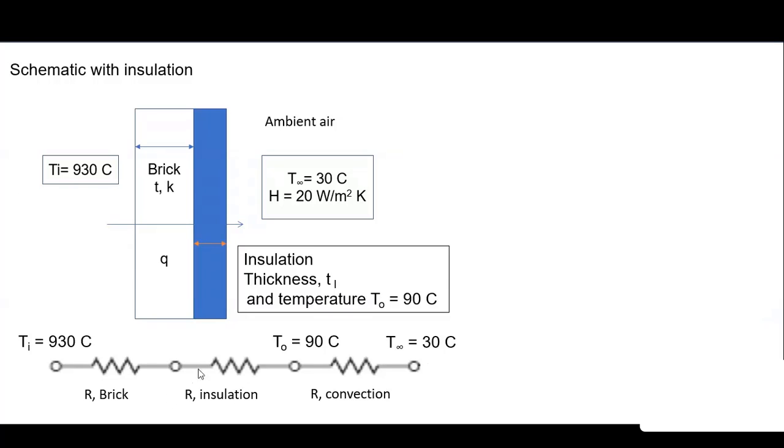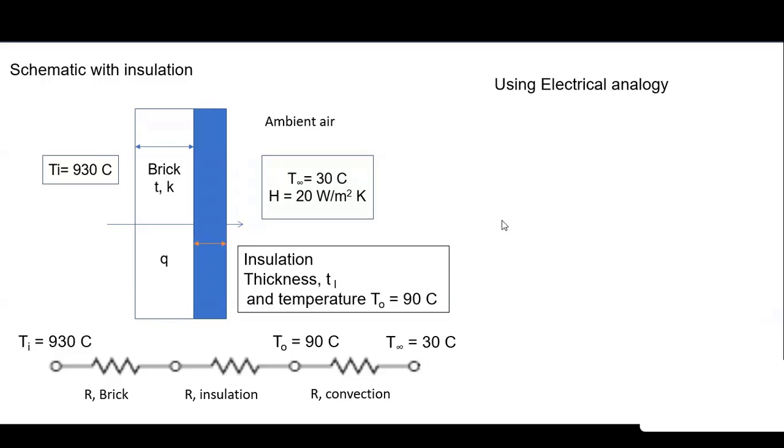Now here, additionally, I have the insulation. The mode of heat transfer through the insulation is conduction, and this insulation will provide some thermal resistance for the heat to flow, and that resistance is once again in series with the other two resistances. So you might have noticed that To is now after the insulation, the outside surface of the insulation, and that is equal to 90 degrees Celsius.